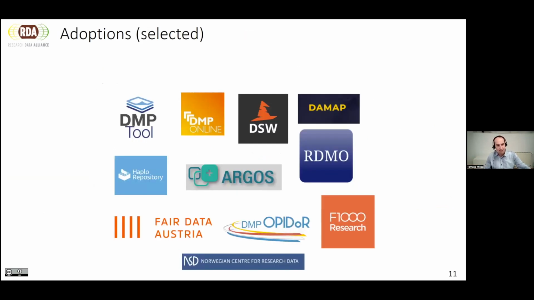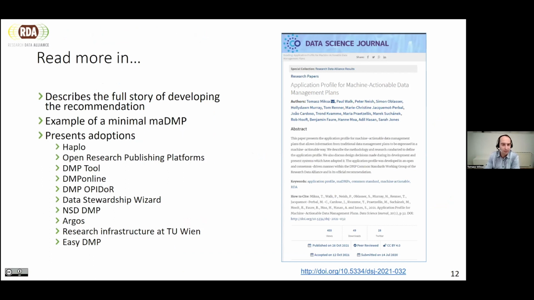If you're interested in other adoptions, here is a list of logos. So basically most of the DMP tool owners are implementing the recommendation of RDA. There are also some private companies and research centers around the world. If you want to get more details on the specific adoptions, you can read one of the papers created by the members of this working group. It's published in the Data Science Journal, and you can basically read the full story of developing the recommendation, what we did, how we did it, and what is the result.